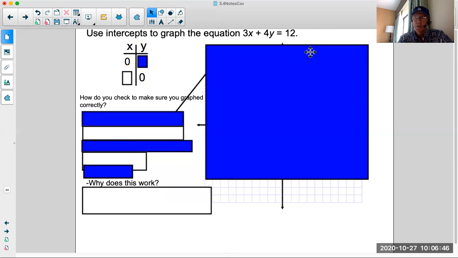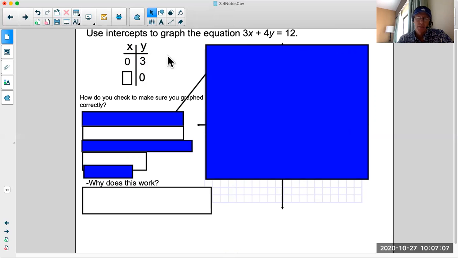So here we go. We're going to use intercepts to graph the equation 3x + 4y = 12. All right. So let's set x equal to 0 to find the y-intercept. So if I set x equal to 0, what does y become?